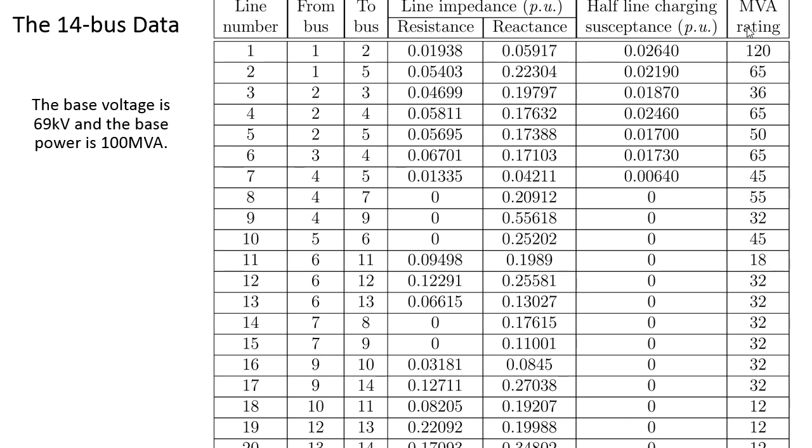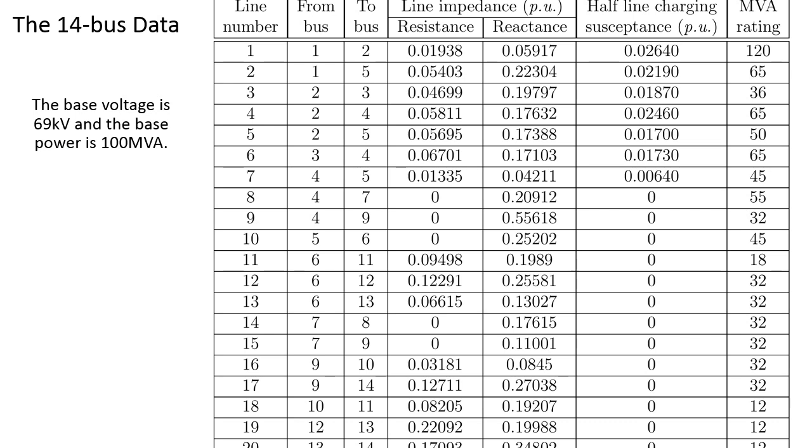We have the megavolt ampere rating of each line, and we are not going to need these values for this study, but it is written here anyway. The base voltage for the IEEE 14 bus system is 69 kilovolts, and the base power is 100 megavolt ampere.